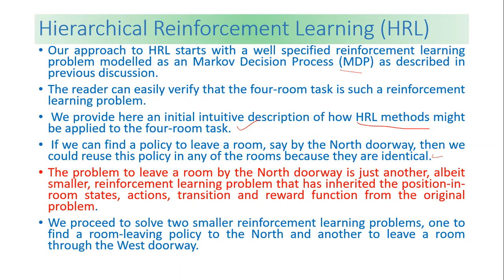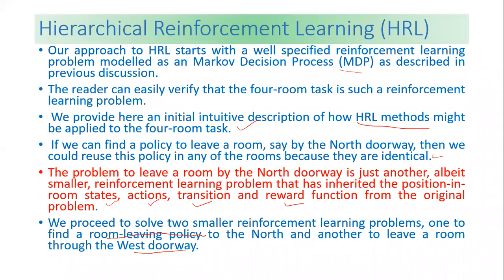So the problem of leaving a room by the north doorway is just another, albeit smaller, reinforcement learning problem that has states, actions, transitions, and what kind of reward function we are using with the original problem. So we proceed to solve two smaller reinforcement learning problems. One is to find a room-leaving policy, leaving to the north, and the other is to leave a room through the west door. Clear?